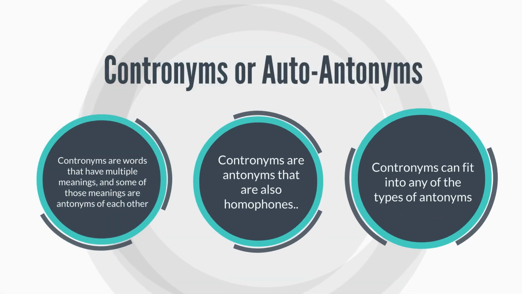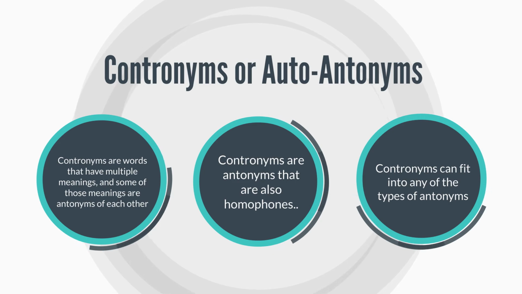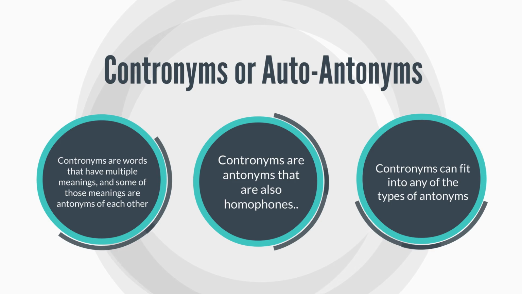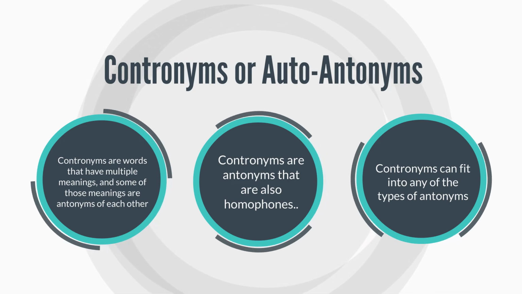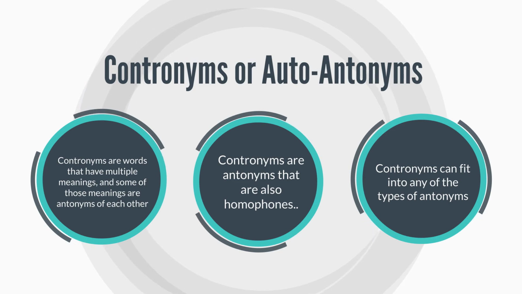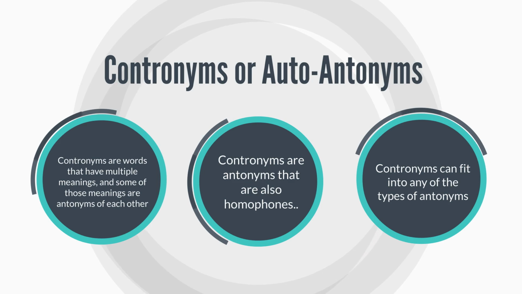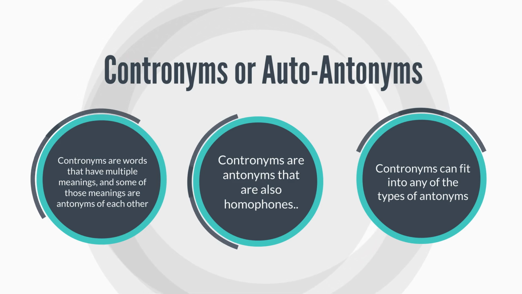Contronyms or autoantonyms. A contronym, also known as an autoantonym, is a special type of antonym. Contronyms are words that have multiple meanings, and some of those meanings are antonyms of each other. Technically, contronyms are antonyms that are also homophones, which are words that are pronounced the same but have different meanings. Contronyms can fit into any of the types of antonyms below.